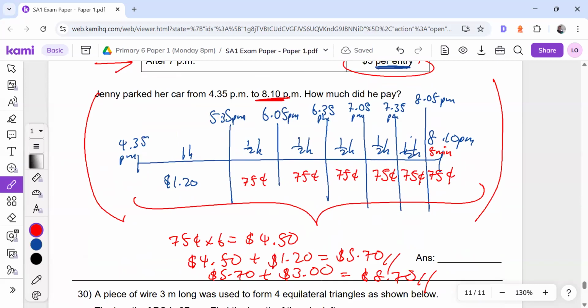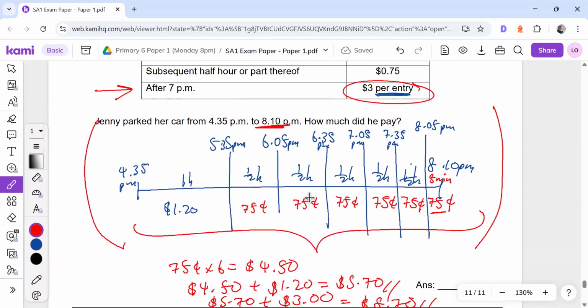Yeah. Charlene, you understand, Charlene? You're scratching your head, I hope you're not confused. Don't you have to remove the 75 cents after 7 o'clock? Hmm? No, you don't remove the 75 cents. 75 cents is every half an hour. Every half an hour, right? You must pay 75 cents. And then the part thereof is also counted as 75 cents. Part thereof is counted as another group.